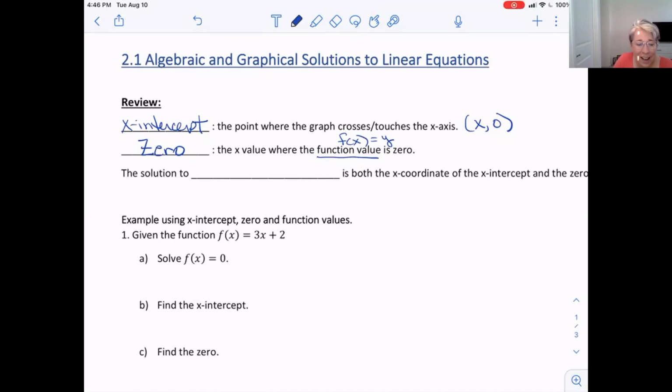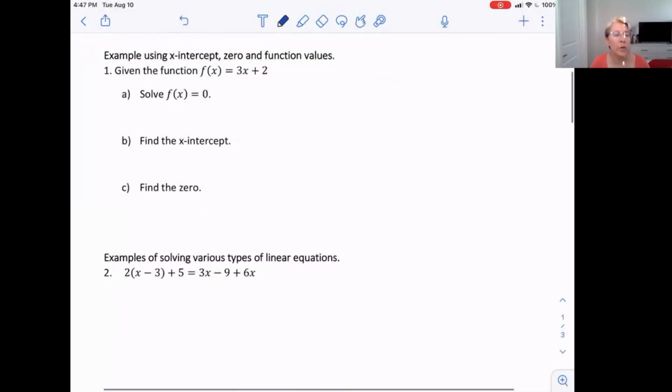The third item here is the solution to a function value set equal to 0 is both the x-coordinate of the x-intercept and the 0. In other words, all three of these are solved the same way. So here's our first example using x-intercept, 0, and function values.